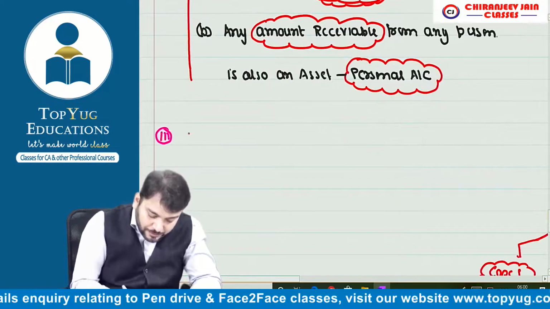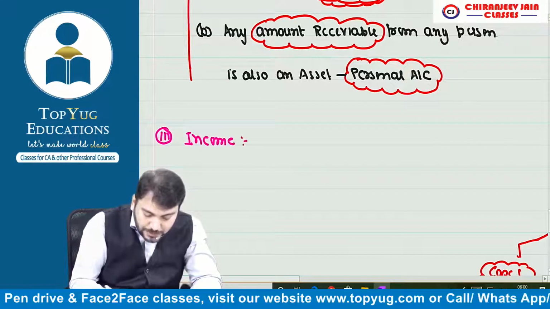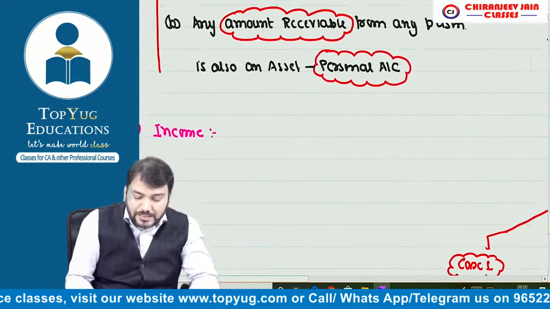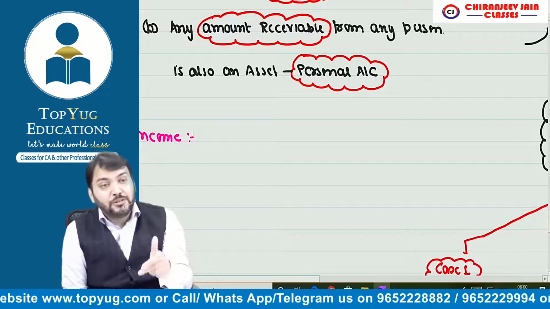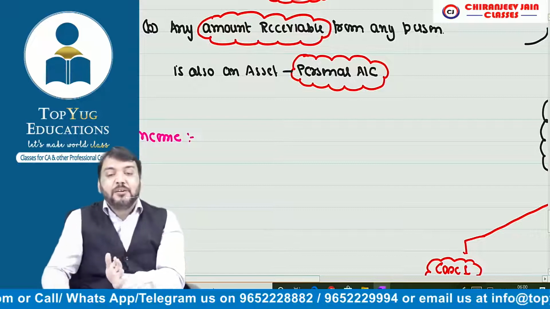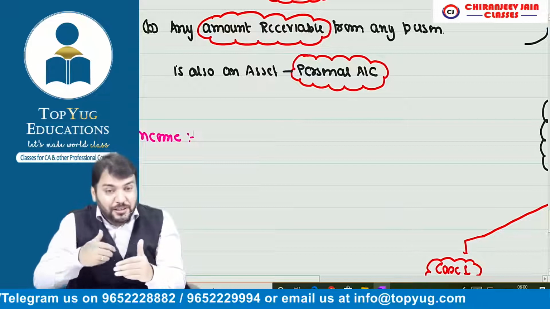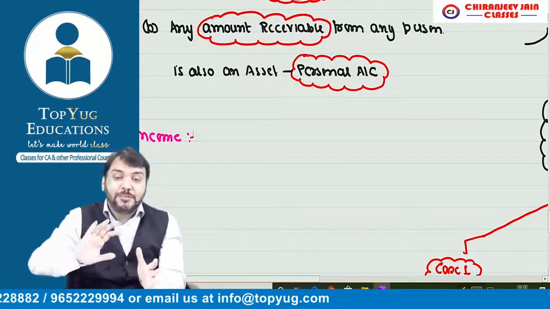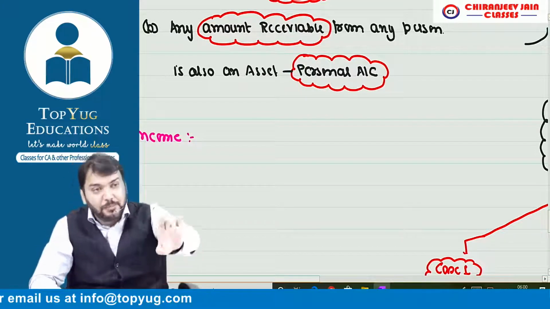Then point number three: income. Can I say why we incur expenses? To generate income. For example, just try to understand, I have taken this building on rent to take classes. So when we are incurring expenses, the objective is to generate income. So can I say any benefit received from expense will be income.